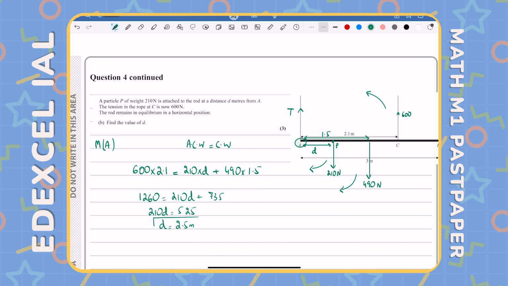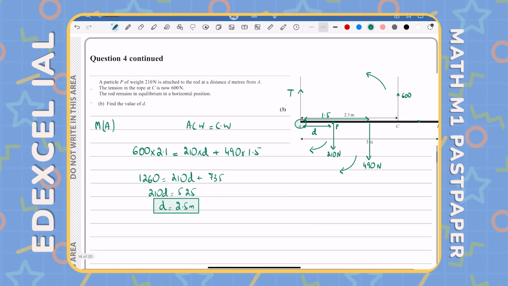So our diagram where we marked d is incorrect. It's supposed to be somewhere over here. But like I said, the only way to find out is to actually work it out and then see what the value is. So that's the answer to part B.